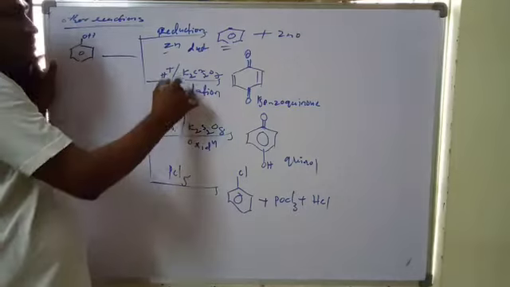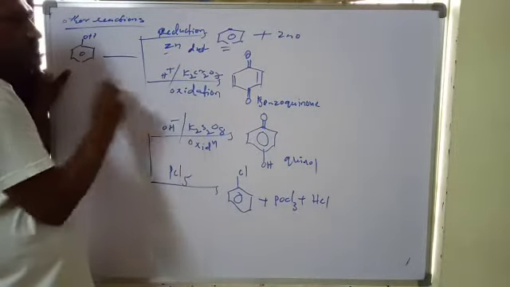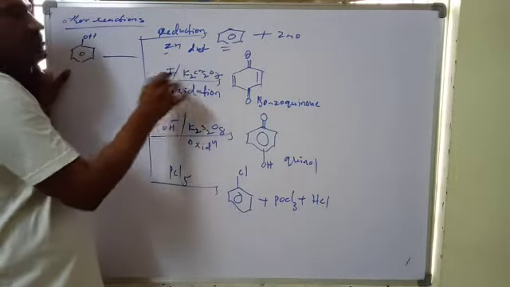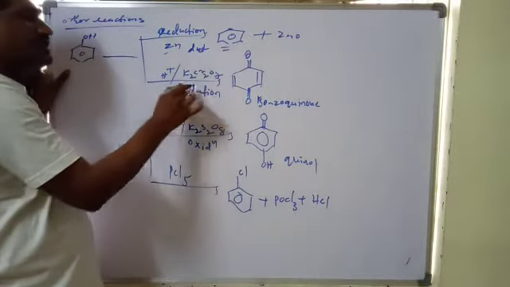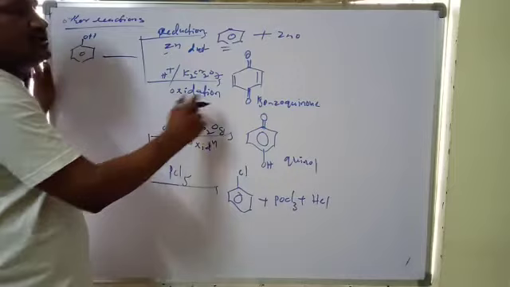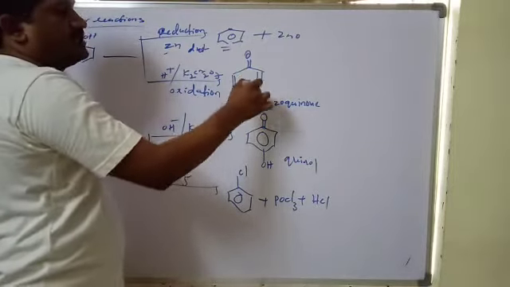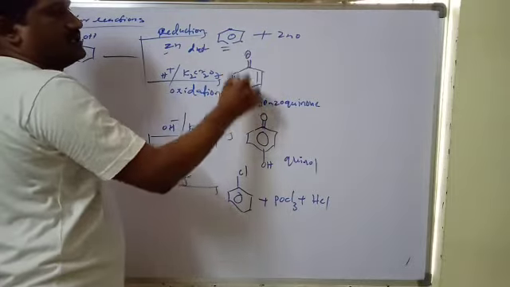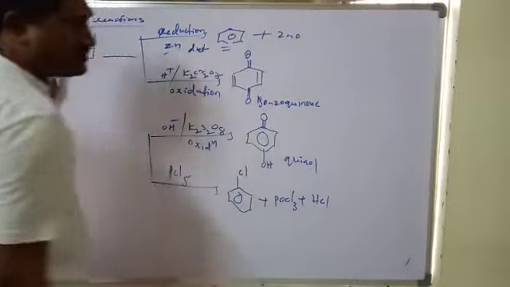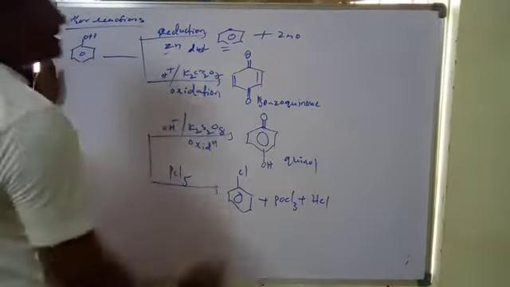And also some oxidation reactions. When phenol reacts with potassium dichromate, K2Cr2O7, in acidic medium, it forms a conjugated diketone, pi sigma pi conjugated diketone, that is also called benzoquinone. This is the oxidation reaction.